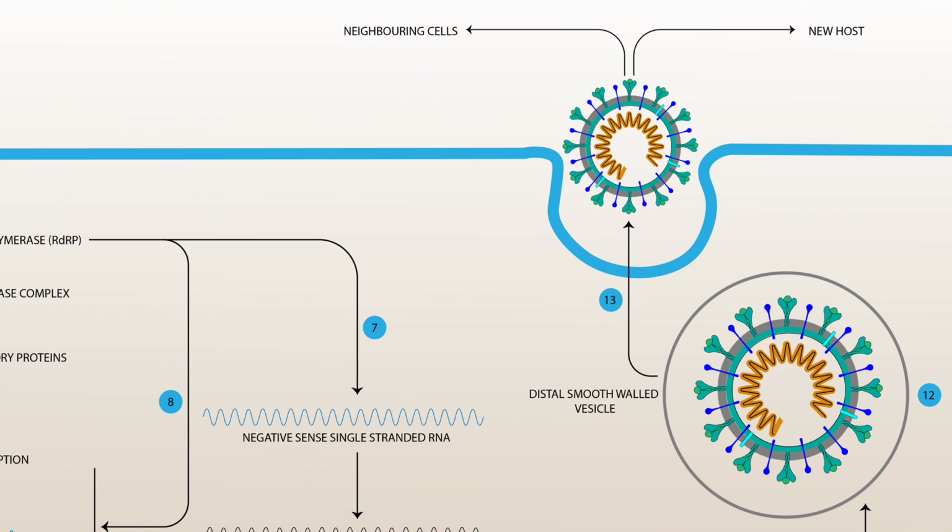Step 12. Next, there is final maturation and transport through the Golgi complex and distal smooth-walled vesicles.